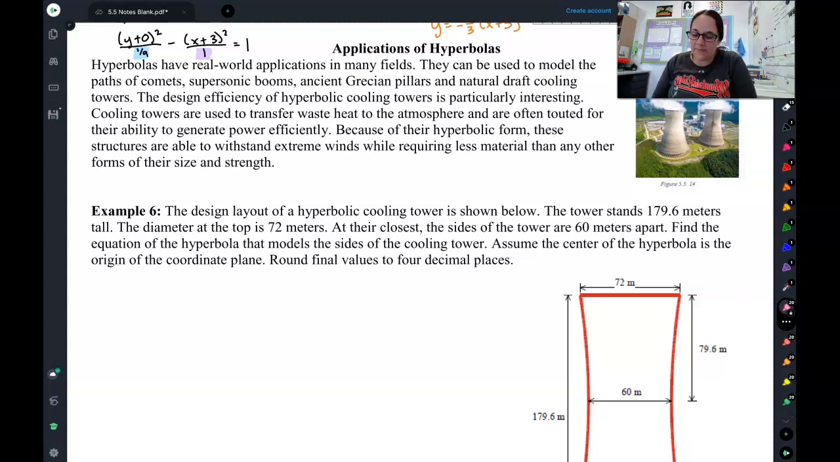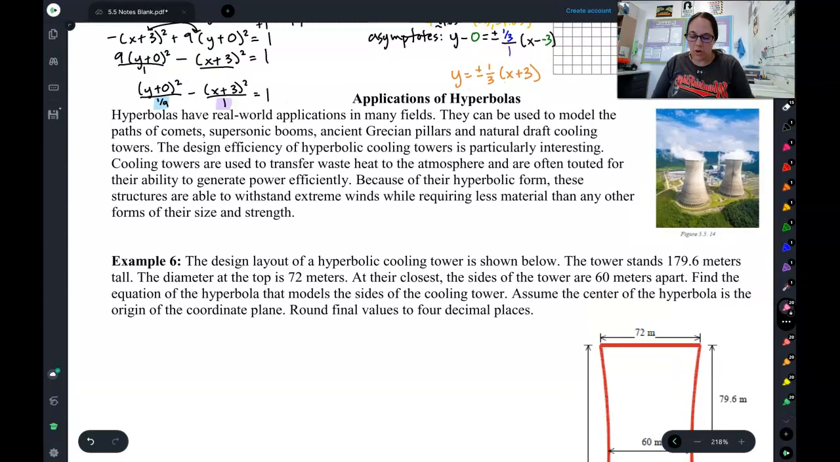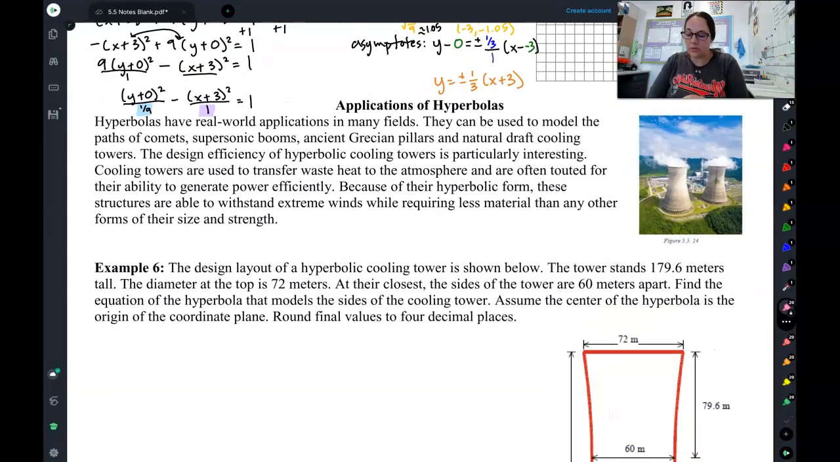Last video of the day. Here's our story problem for hyperbolas. So we have, I'm going to read this really quickly.